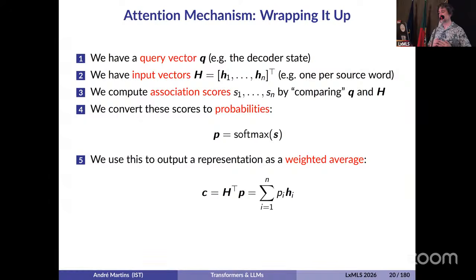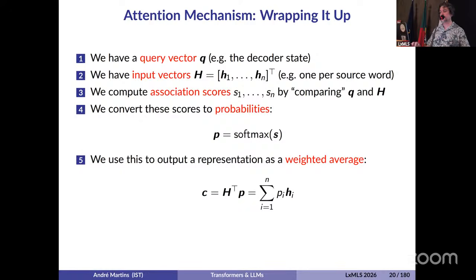Okay, so to wrap up and to introduce some of the notation that I'm going to use in the rest of the lecture, in the attention mechanism, we need to have some query vector. In this case, the query vector was the decoder state corresponding to the next step of generation. We need to have some input vectors. This corresponds to the encoder states that we have in the source sentence. Let's call them H1 to Hn. We can put everything together in a matrix H, capital H.